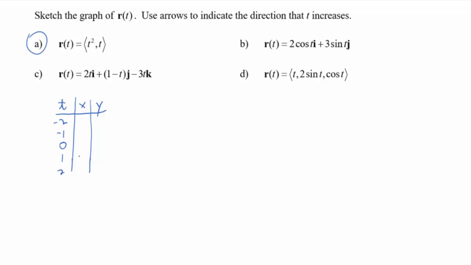Okay, let's get the x components. What do you get for x? So x is t squared, right? And y is t. What do you get for x when you apply the squaring function? So you're plugging these values into the parametric equation. I plug in -2, I square it, I get 4, right? You just square all these. So 4, 1, 0, 1, and 4. And then y is t, so that's easy. Just copy down t.